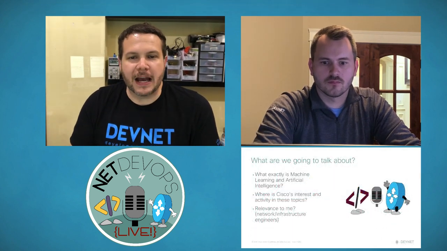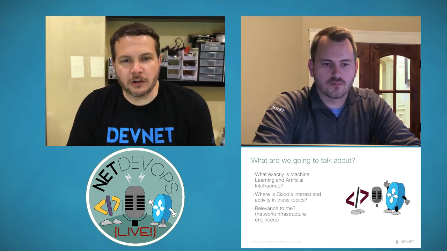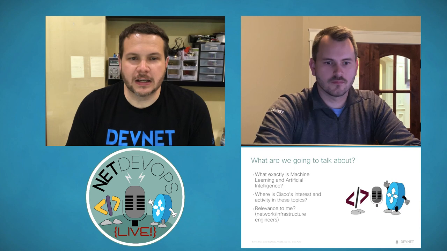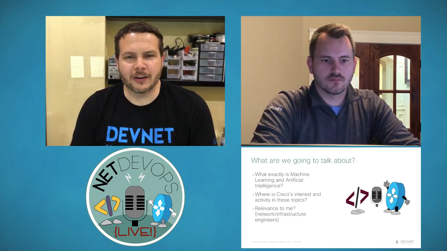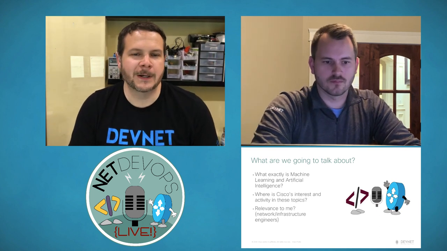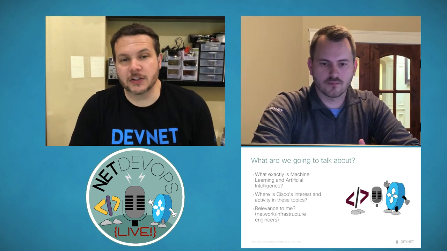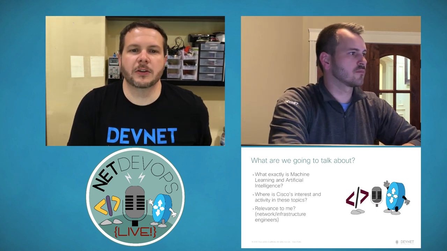In fact, I've broken down the types of things we're going to talk about into three sections. We're going to start off with a good chunk of our time today spent on what exactly is machine learning, artificial intelligence, what do these words actually mean, how do they relate to each other, how do they relate to some of the other technologies out in IT, both older technologies as well as some of the other hype and buzzword ones that we've got.